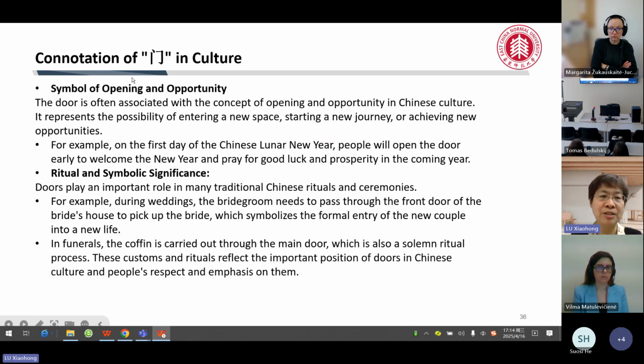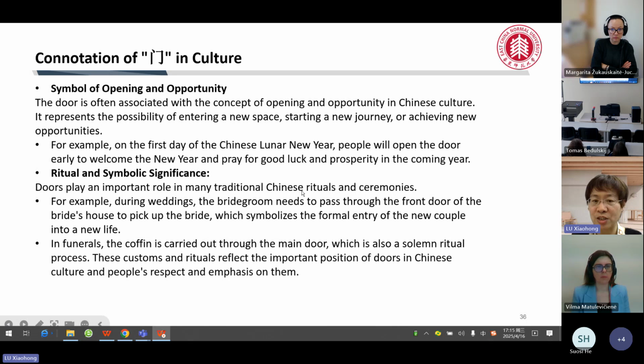As for the connotations of the door in culture, the door can be a symbol of opening and opportunity. For example, on the first New Year's Day, we open the door early to welcome wealth, to welcome the new year, and to pray for good luck and prosperity. The door also has ritual and symbolic significance.